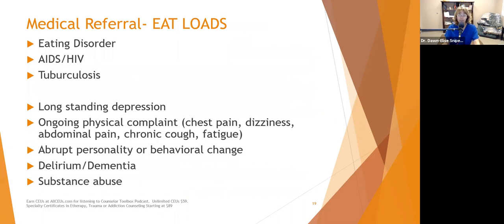Long-standing depression and ongoing physical complaints such as chest pains, dizziness, abdominal pains, chronic cough, or fatigue may indicate some underlying major physical issue that needs to be addressed. Cardiac problems, and there's a variety of them, can contribute to both anxiety and depressive symptoms. Anxiety symptoms, if the person's having heart palpitations and panic attacks, look a lot like a cardiac problem.